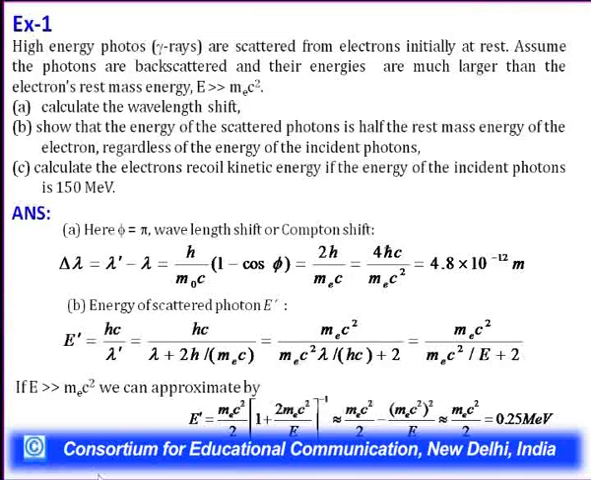The third part is to calculate the kinetic energy if the energy of the incident photon is 150 mega electron volt. The kinetic energy of the recoil electron, denoted K_e, is equal to E minus E dash, which is 150 mega electron volt minus 0.25 mega electron volt, equal to 149.75 mega electron volt. This energy is obtained by the recoiling electron.